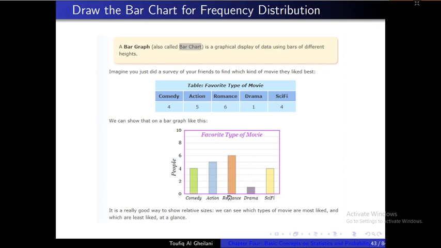And we notice the difference between the bar chart and the histogram. In the histogram there's no gap, but in the bar chart there's a gap. It is a really good way to show relative sizes. We can see which type of movie people like most. It's romance, because it has the highest frequency. And the type of movie that people like least is drama, because only one person chose it.